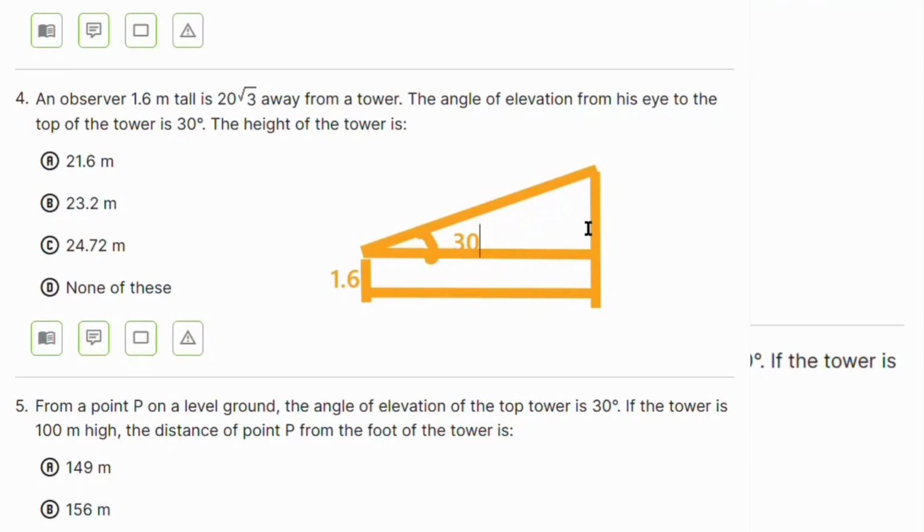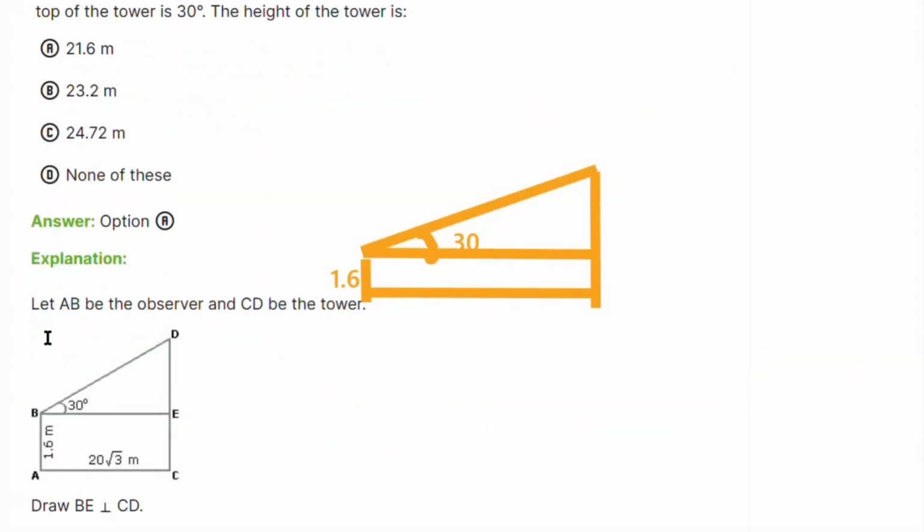Next, we have to find the height of the tower, and the distance from the observer to the tower is 20 root 3. Here also we will get 20 root 3. By using tan theta we will get the height. Then by adding 1.6 we will get the total height of the tower. So we will go with the explanation, then you will get more idea.